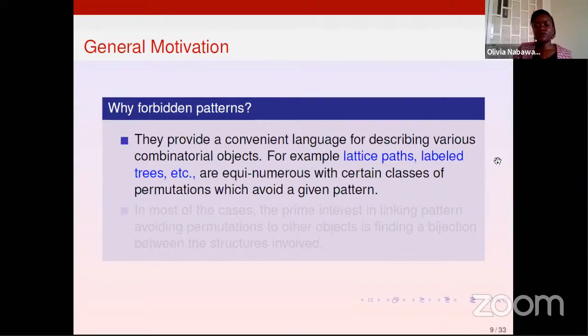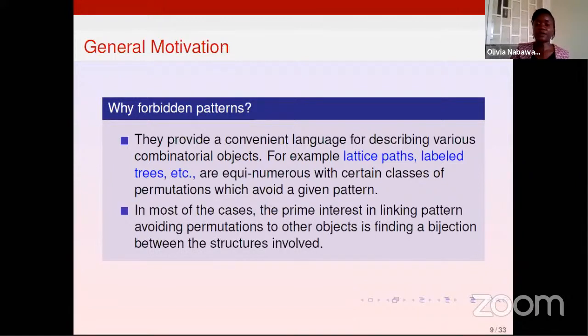And the reason why we relate certain combinatorial structures or objects to permutations avoiding certain patterns is basically to find bijections between the permutations avoiding a certain pattern and the different combinatorial structures.